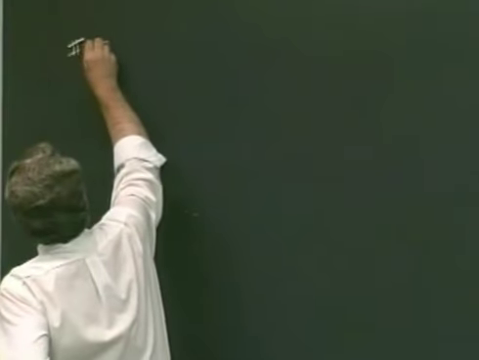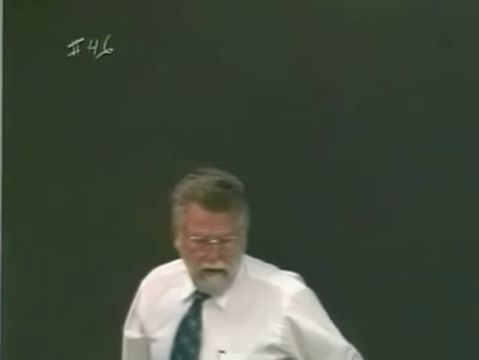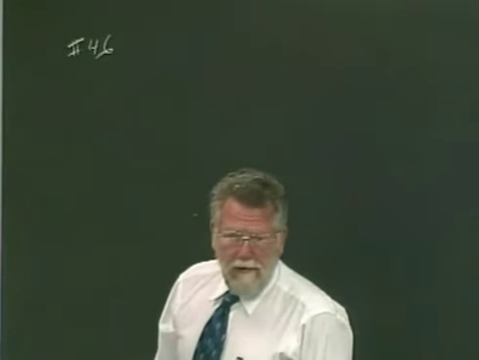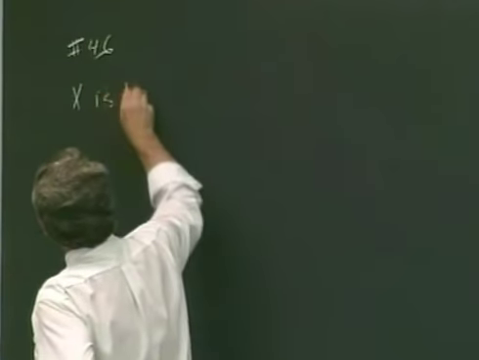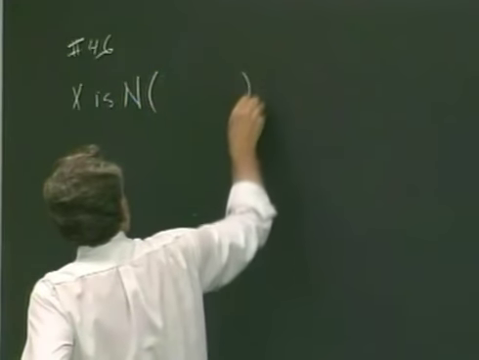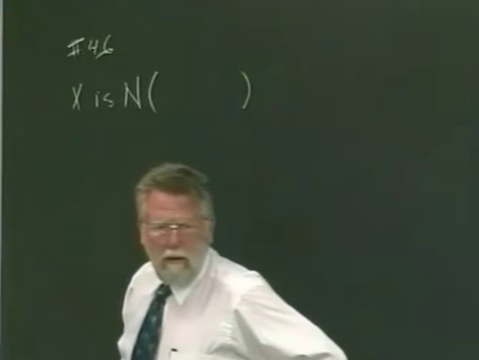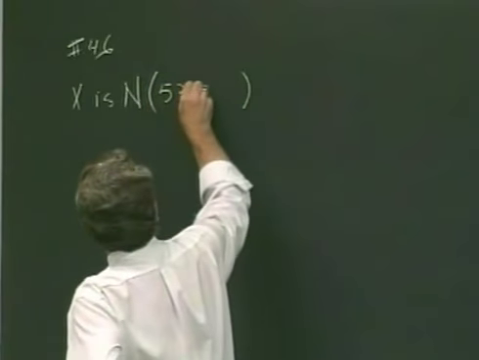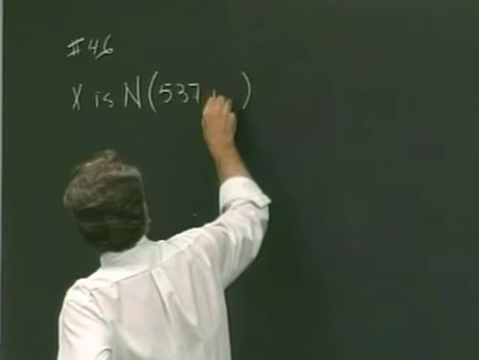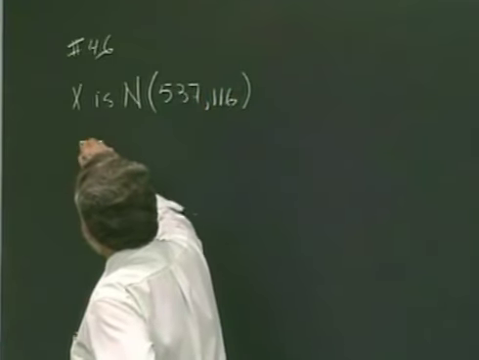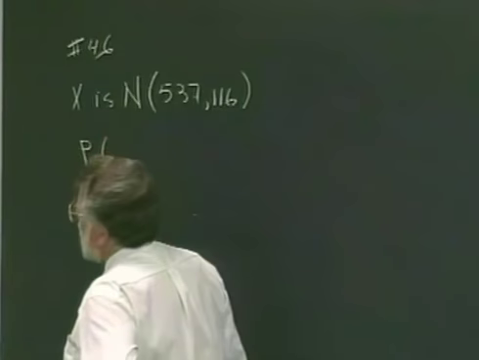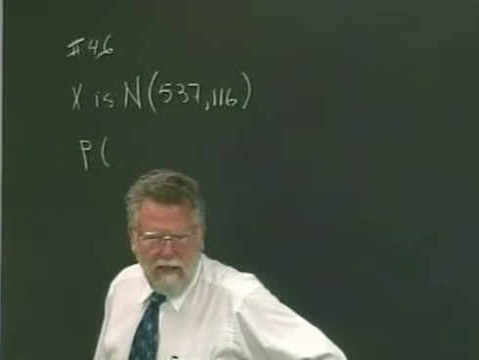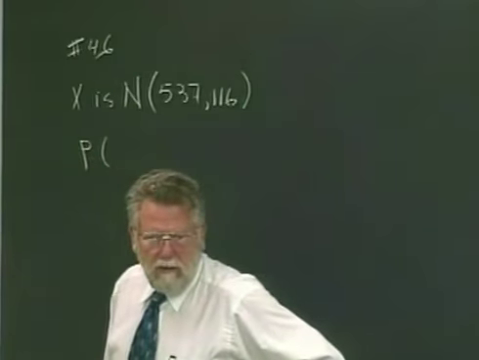Okay, the problem is this. You have a normal distribution. This is number 46. So if we could, on number 46, take a look at that one. And you are told in the first part that x is normally distributed. And what are your numbers there? Mu is 537. Yes. And standard deviation? 116. And I believe in this case you want to know the probability that x is greater than, and what's the number? 750.